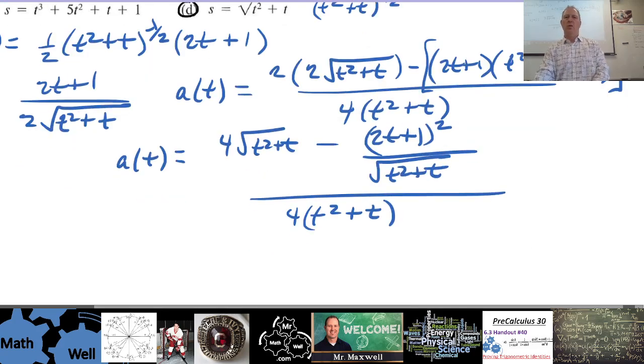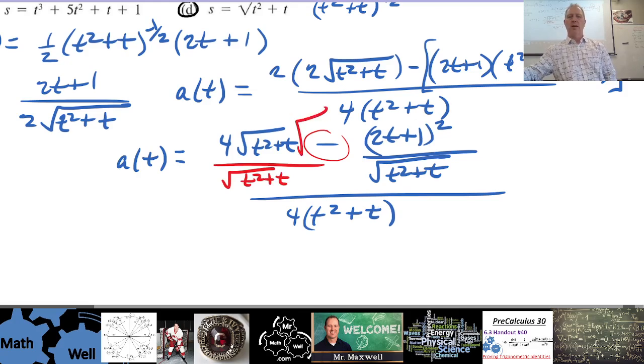Okay. So when you write it like this, it's a little more obvious that I need to simplify this by subtracting what's up there, but I need a common denominator. So I'm going to do root t squared plus t, and I'm going to multiply the top by root t squared plus t as well, which is going to eliminate these square roots, really. So I'll just change color in case they get close.